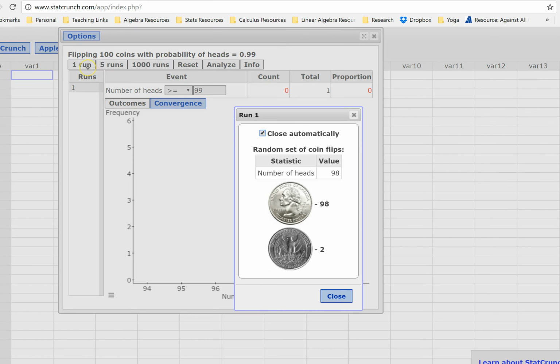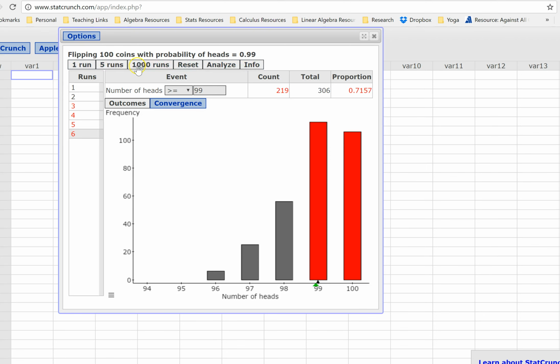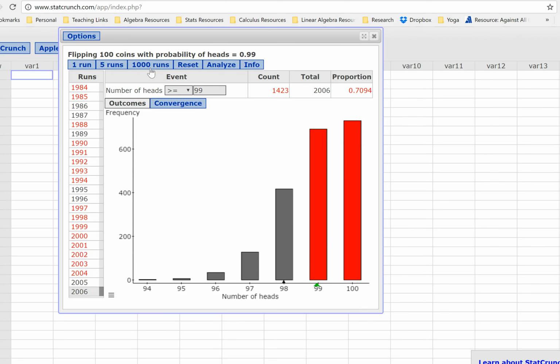So if we flip 100 coins once, sure enough, we get 98, very close to the 99 we expected. We do this 5 times. Again, we're going to see values very close to 99. And we do it 1,000 times, 1,000 more times. Now it's almost impossible to get away from this. We actually have very much of a right skew, or a left skew, right? Most of our data is at 99 or 100 because we're butting up against that edge.